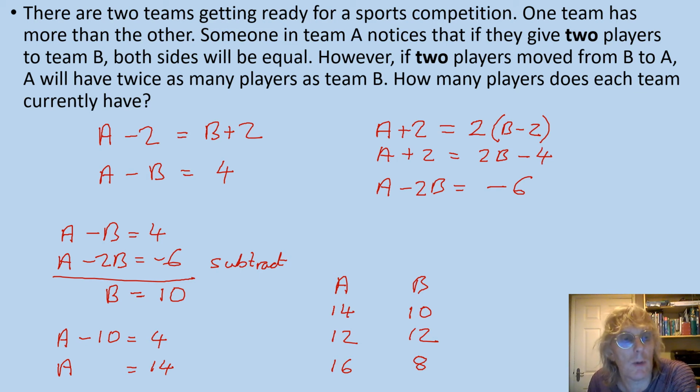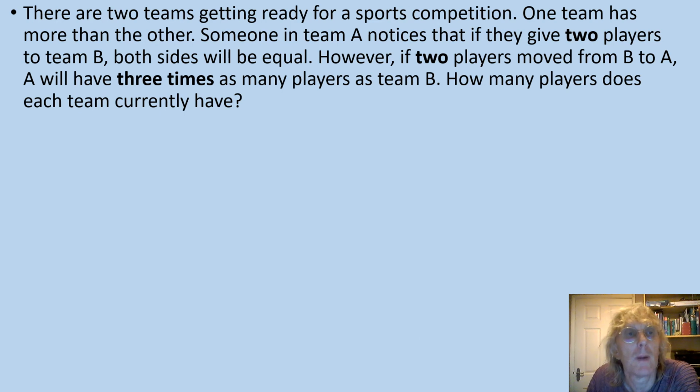Now this can go on and on and on. We can do loads more. So I've got another one here. And this time I've got a little bit more things. So the 2 teams, they're going to give 2 players. So again, but this time A is going to end up 3 times as many players as B.